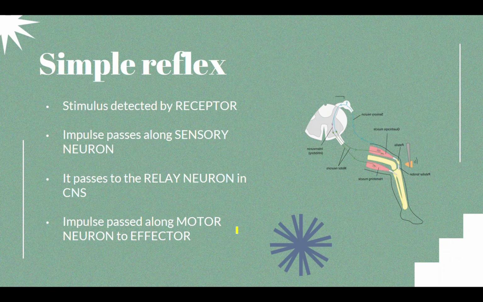Now we will talk about the simple reflex. Now it is just the same idea as the one in the previous slide, but this one contains more details, so you need to know these ones if you're not feeling like this one is helping you. So the simple reflex would start with a stimulus detected by a receptor. So stimulus is the change in the environment. What do we mean by stimulus? Whenever you see this word, remember that it means a change in the environment.